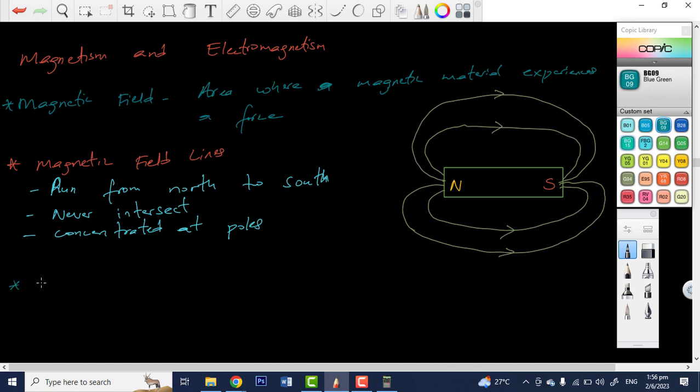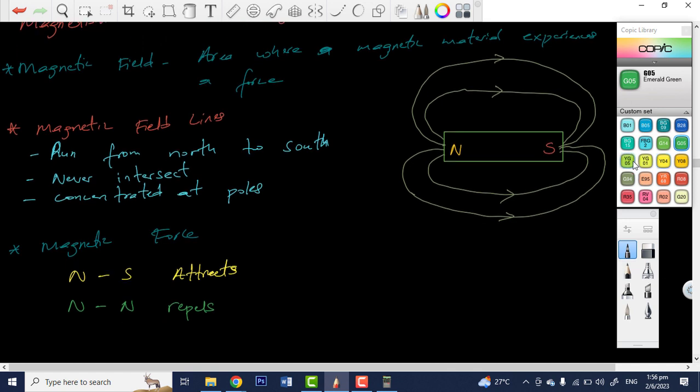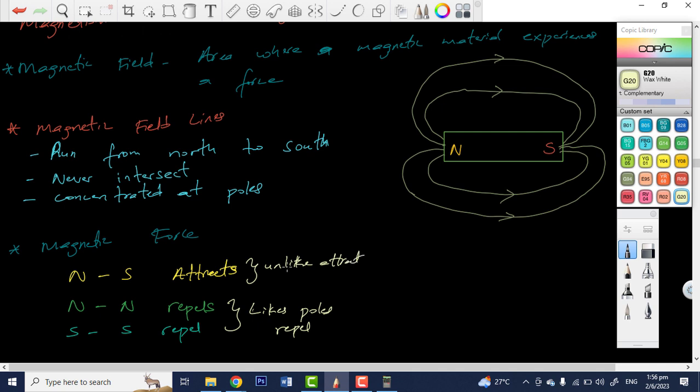We also need to know about the magnetic force. So we need to know that north to south attracts, right? North to north repels, and similarly south to south repels. So like poles repel, while unlike poles attract. Okay? Cool?